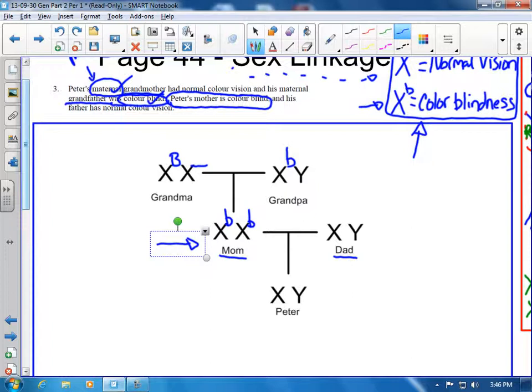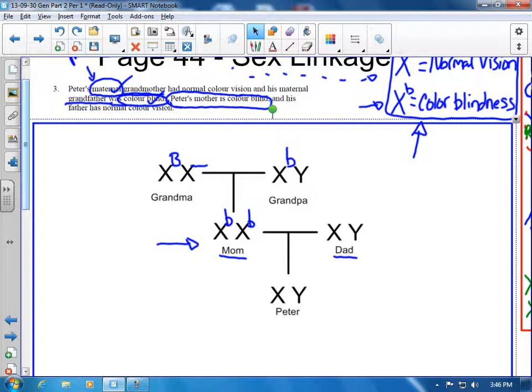If she would have a big B, then of course she would be normal. But what does this show me? If Peter's mom has X little b, that means she was able to get an X little b from grandpa and an X little b from grandma?